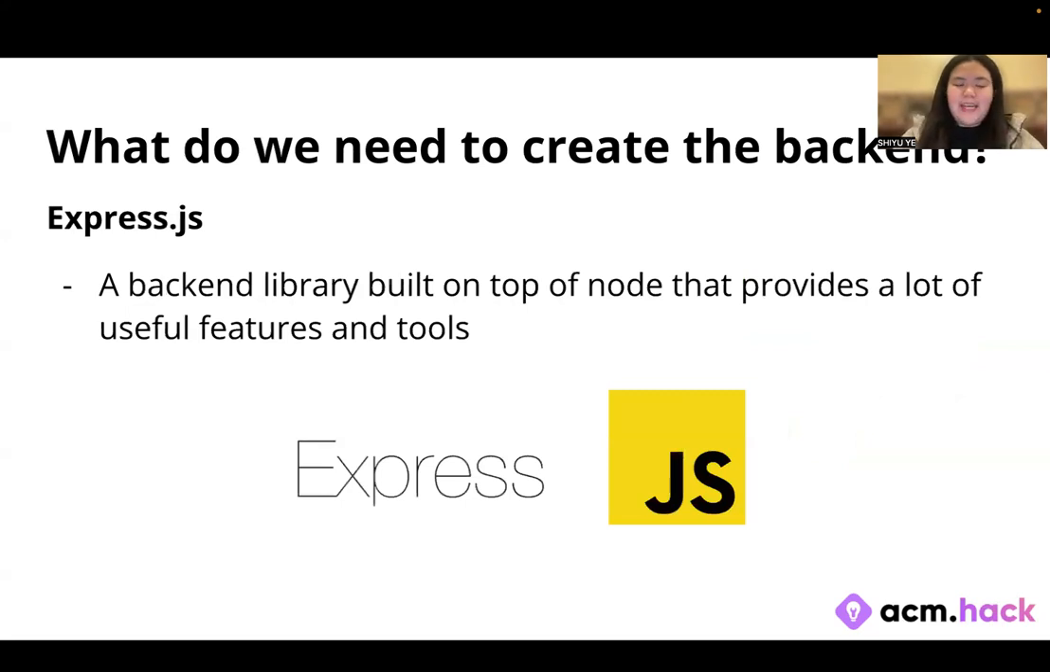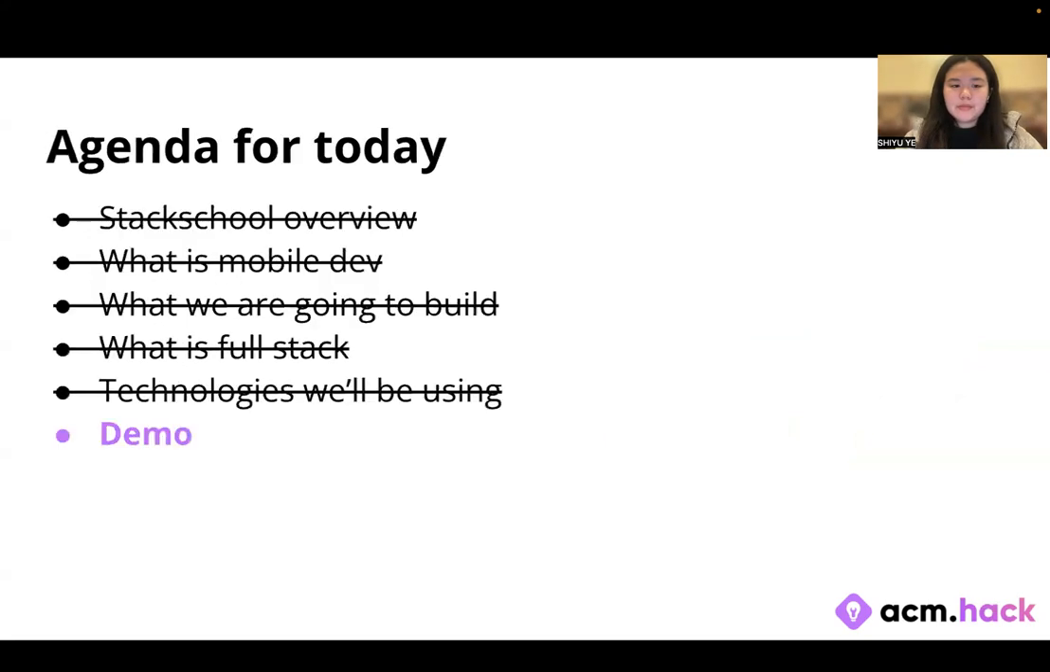Another thing that we need for the backend is called Express.js. It's a backend library built on top of Node that provides a lot of useful features and tools. So that was a long list of technologies that we'll be using. Unfortunately or fortunately, we won't be using all of them for our demo today. The goal of our demo today is just to get you guys started and set up for the project.